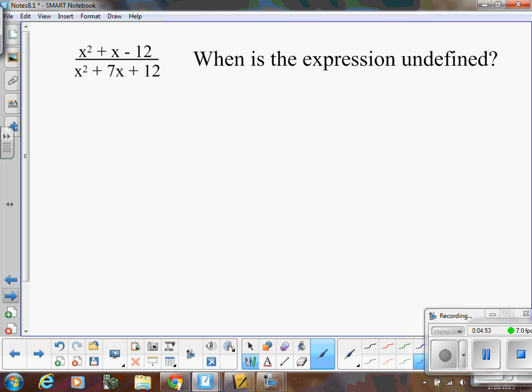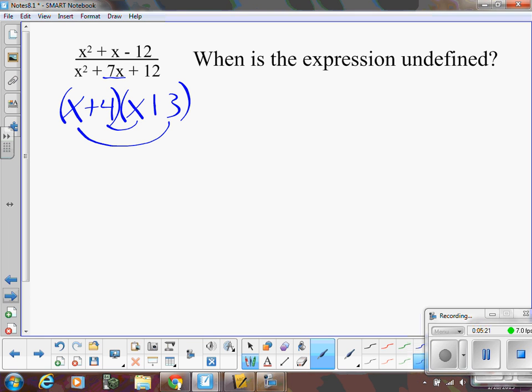Okay, what about when you see it like this? What's going to make this 0? You're going to have to factor them down. So x and x, 4 and 3, because 4 times 3 is 12. And if you look at your outer and inner numbers, 4 plus 3 gives you 7. Since these are both positive, now that it's in factored form, it's really easy.